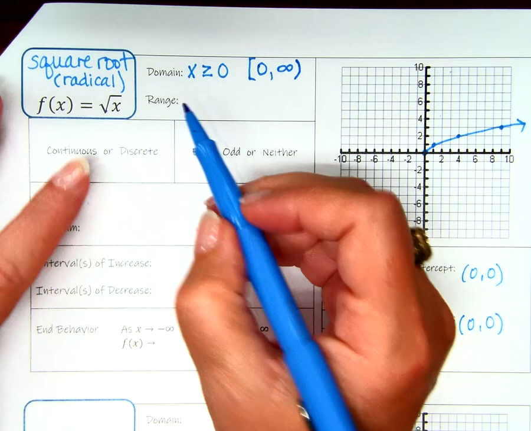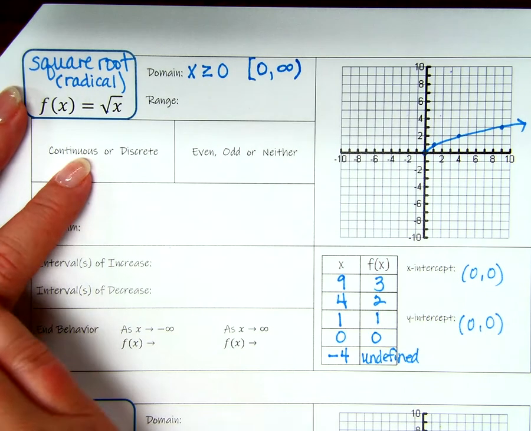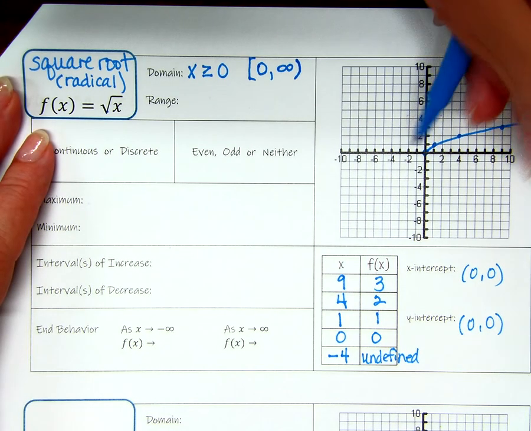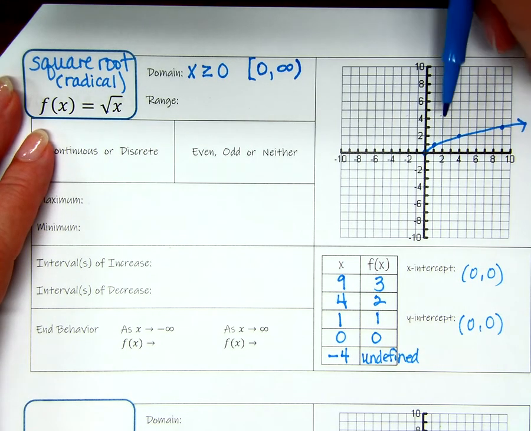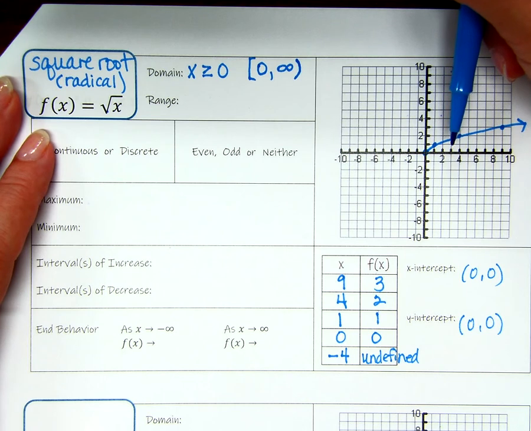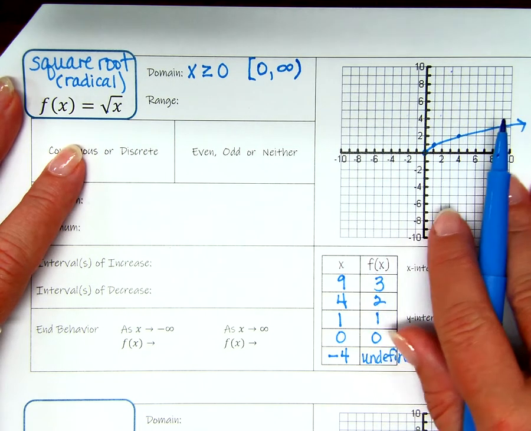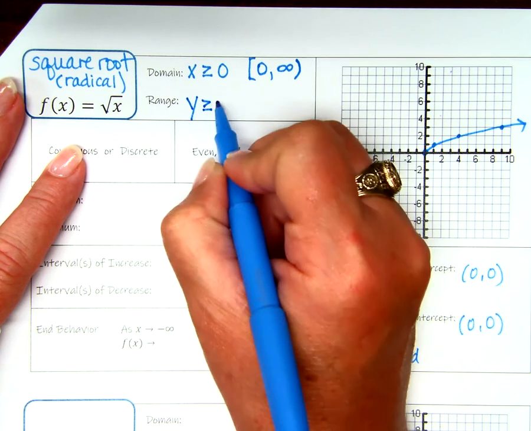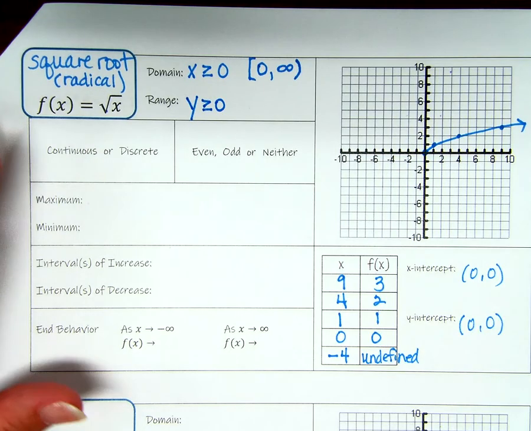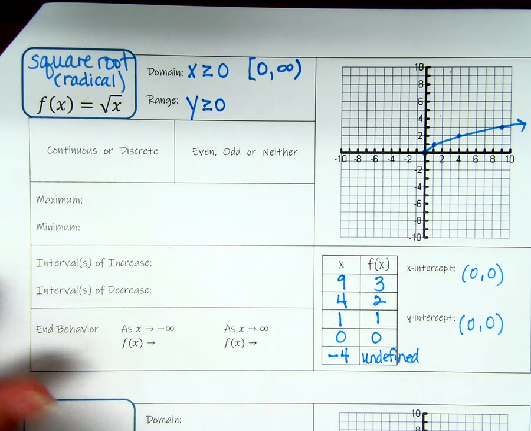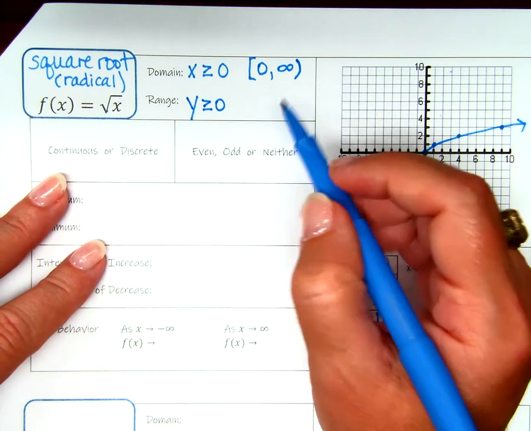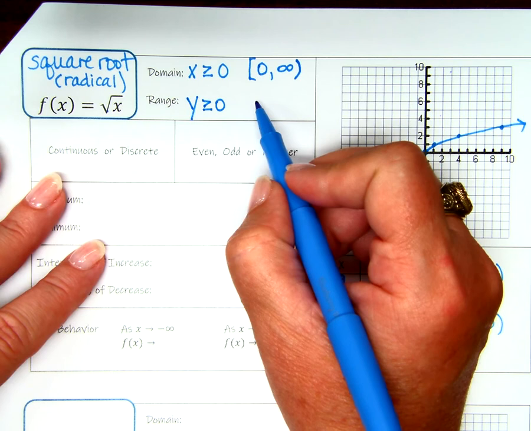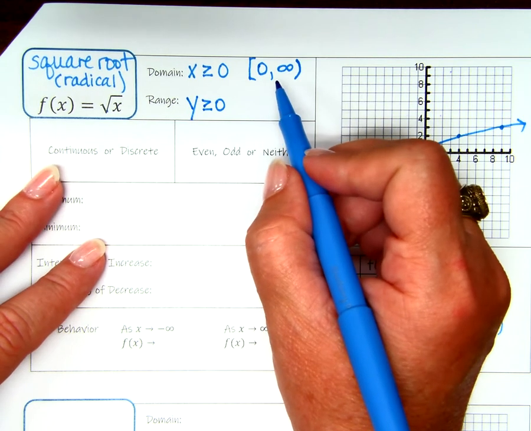Okay? What about the range? The range are what values? The y values. So we're talking about how far down it goes and how far up does it go. So how far down does this go? To 0. And how far up does it go? Infinity. So y is greater than or equal to 0. So what's the interval notation look like? So exactly the same as the domain? Awesome.